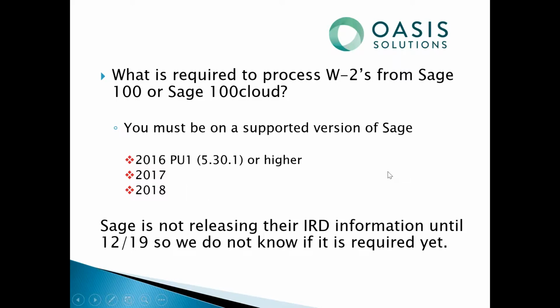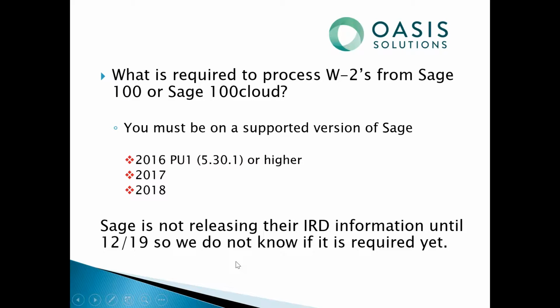So I wanted to briefly touch on what's required to process W-2s from Sage 100 or Sage 100 Cloud, which is also known as Sage 100C. You must be on a supported version of Sage software, and the current versions that are supported are the 2016, which is 5.3, 2017, which is 5.4, and 2018, which is 6.0. Those are the currently supported versions of Sage software.